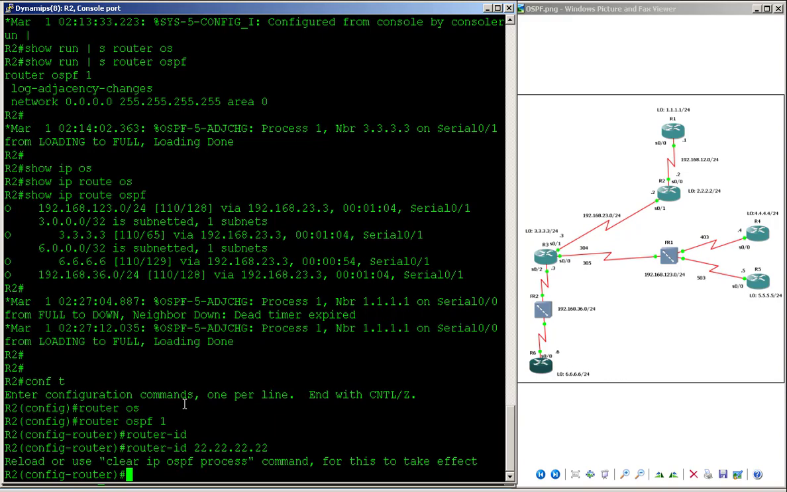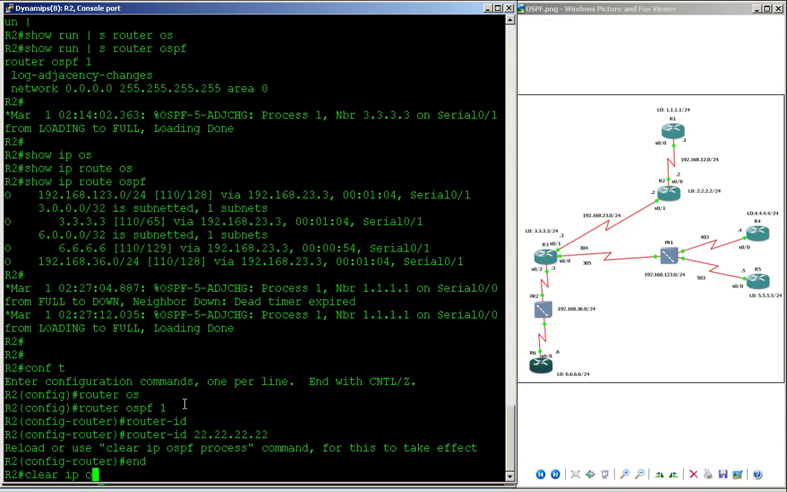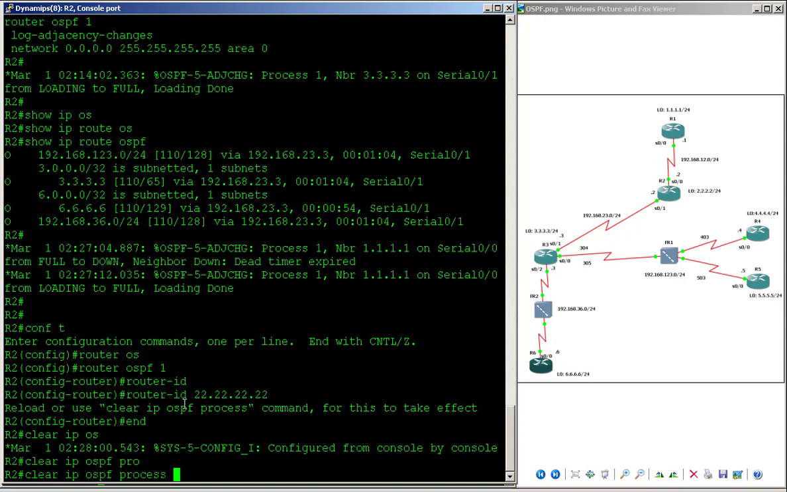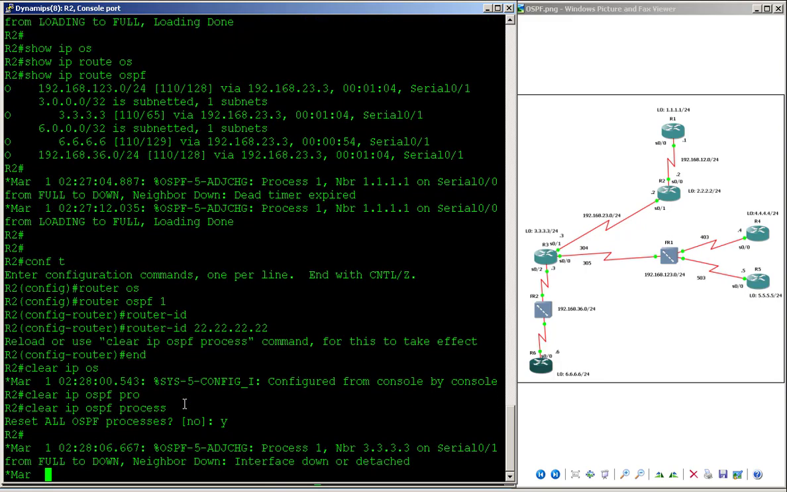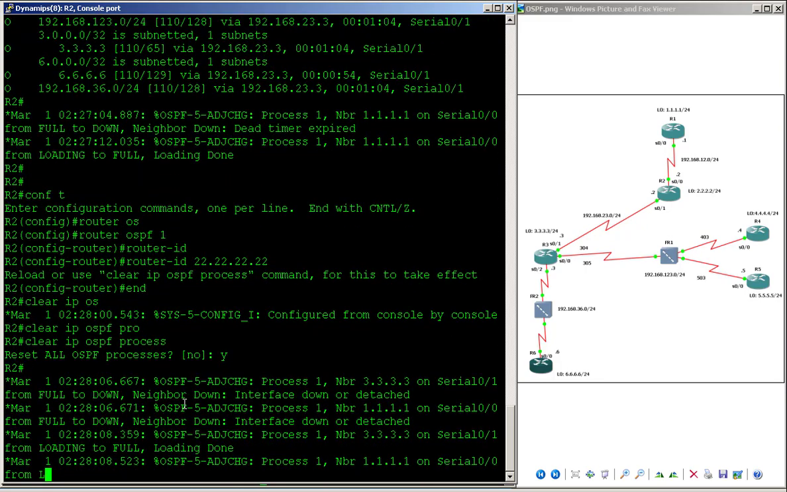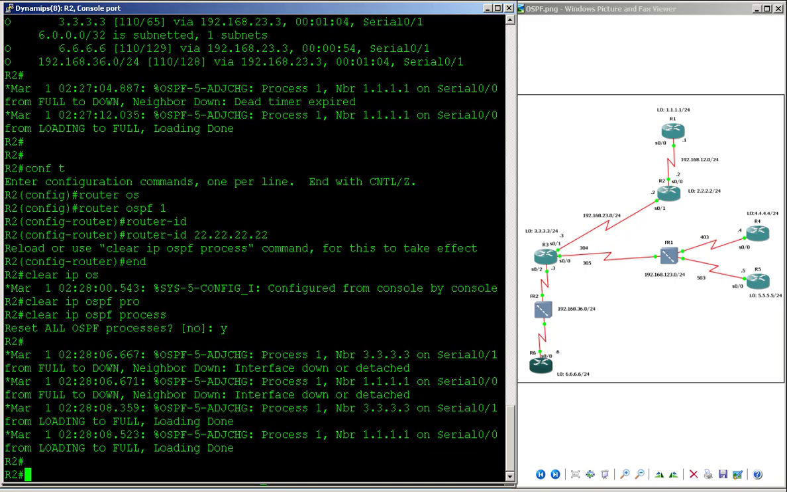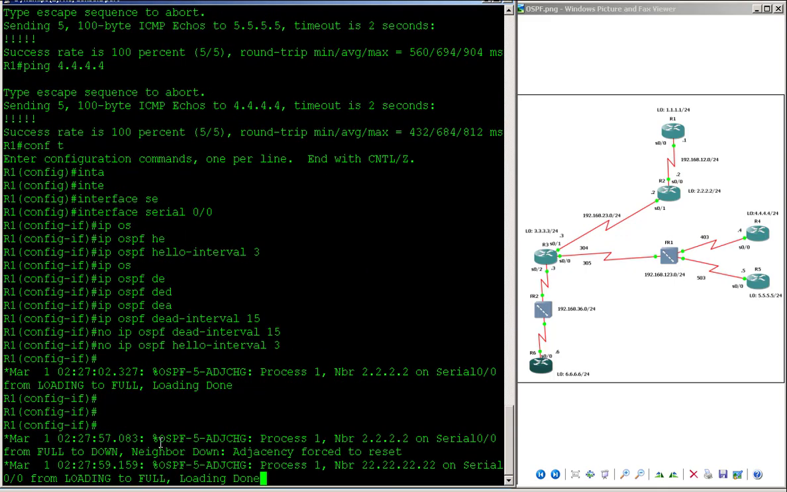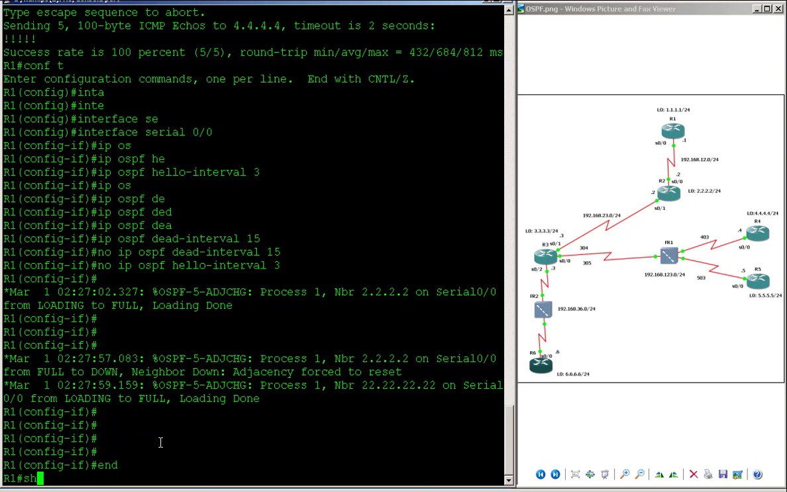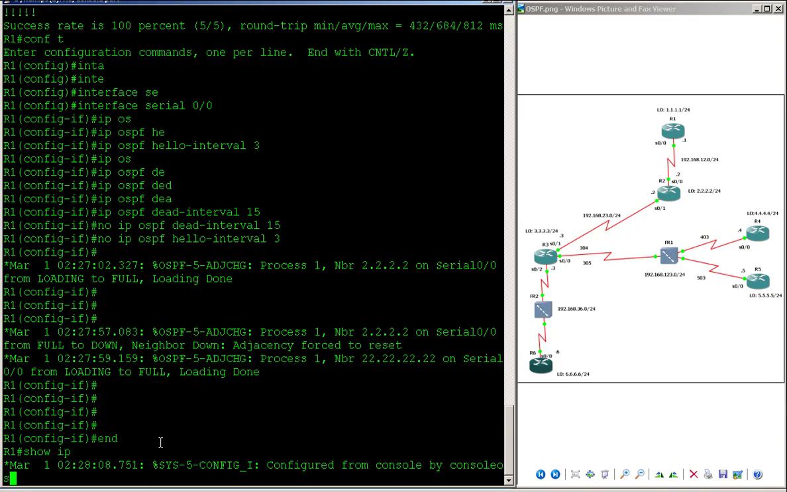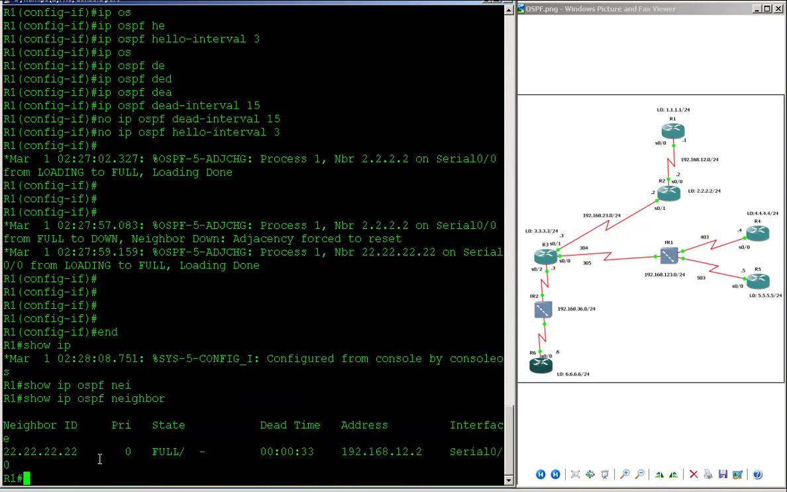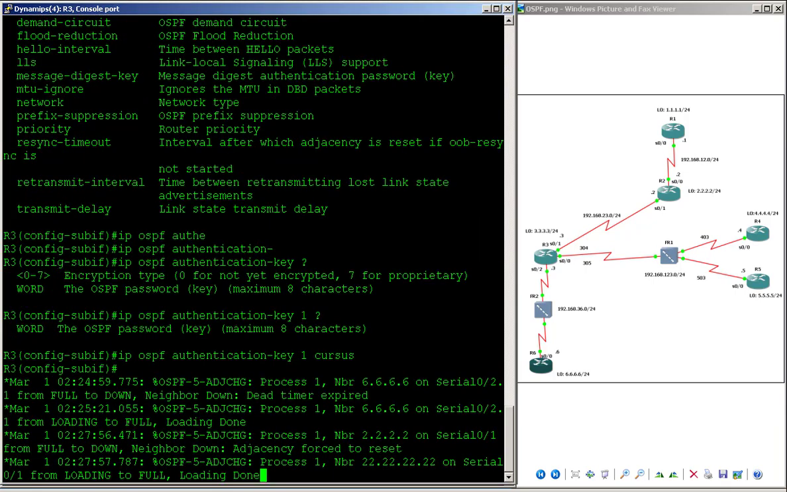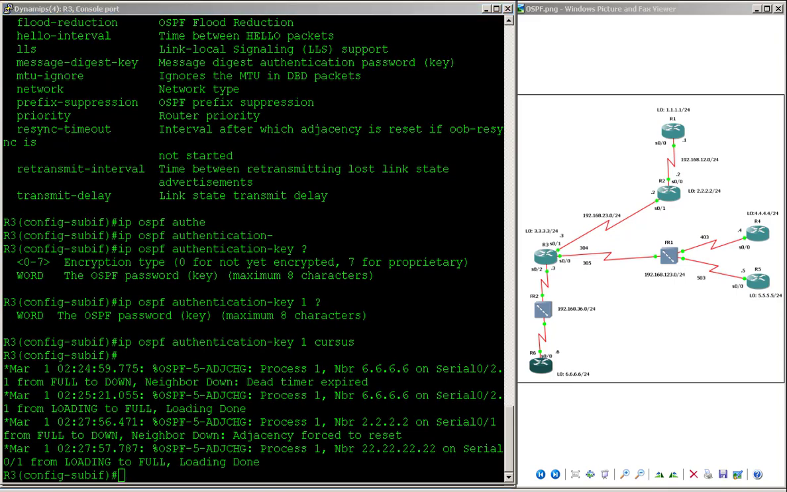Now it says that you have to clear the OSPF process to take effect, and I will do that. Clear ip ospf process, yes. So now it's clearing the OSPF process and coming back again. Now if I go to router 1, as it's a neighbor, I do show ip ospf neighbor, and I can see now it's 22.22.22.22. Okay, next step.